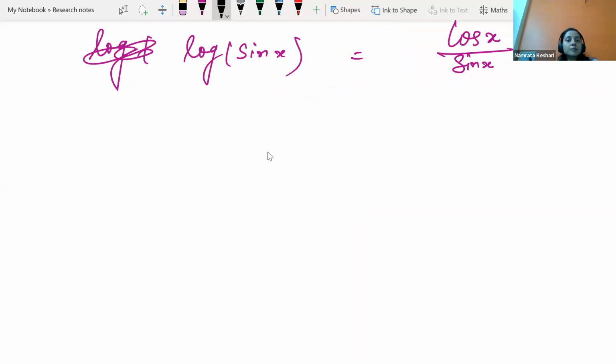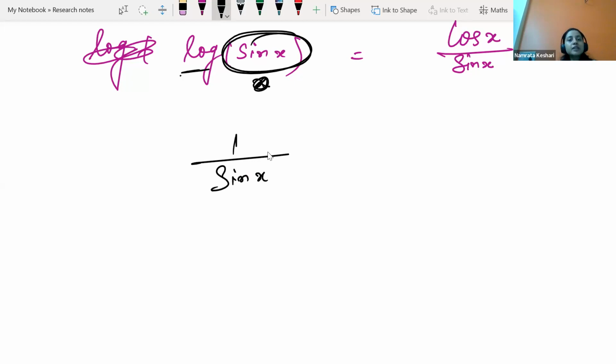Which pattern? Whenever we have this type of function, the outer function is log and the inner function is sine of this particular function. At first we will do the derivative of the outer function. What is the derivative of log x? 1 by x, right? Yes. Similarly, we will treat this as only x, but we will write 1 by sine x. For log of whatever is there, the derivative will be 1 by that particular thing.